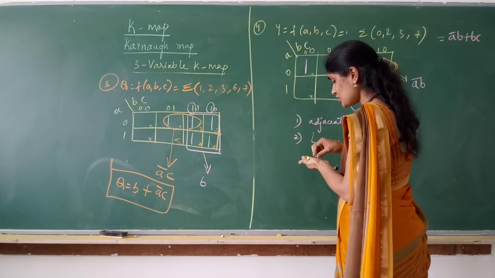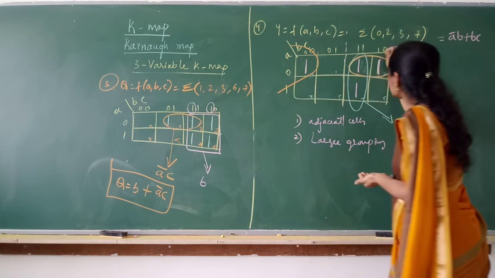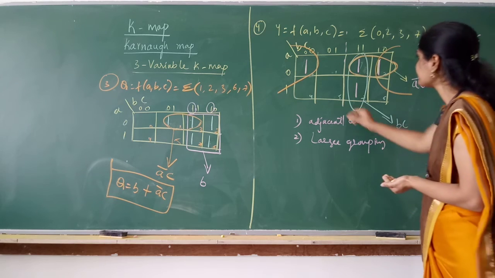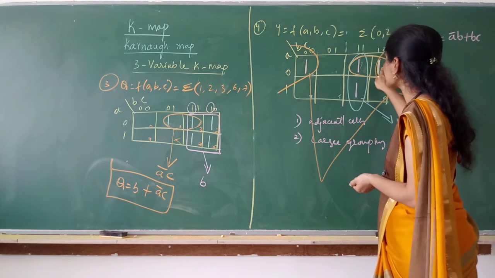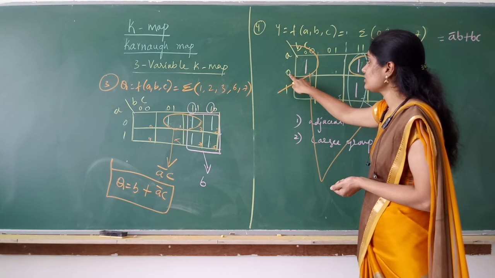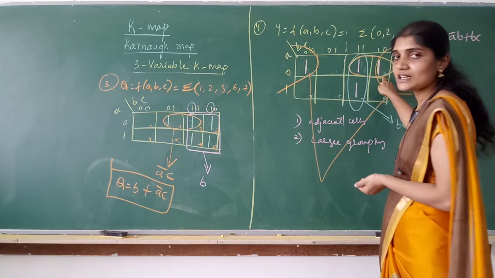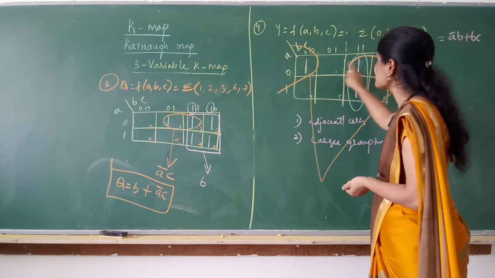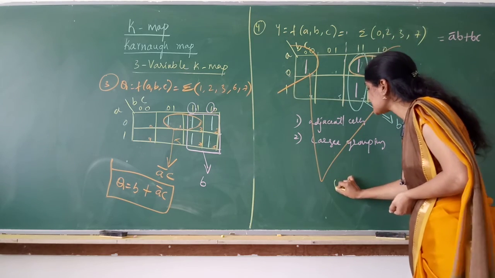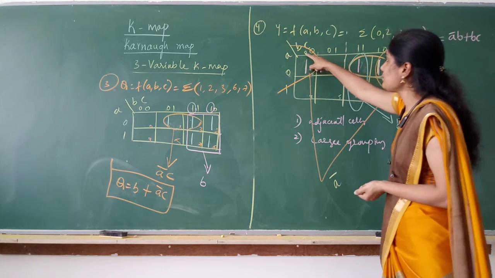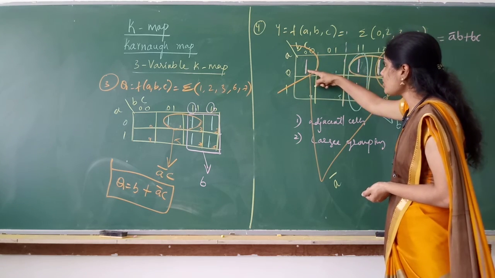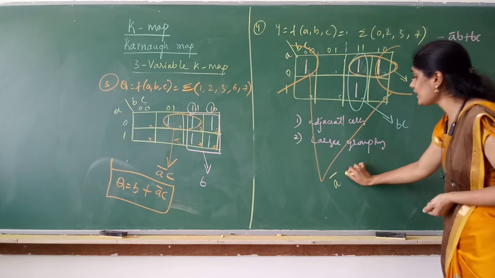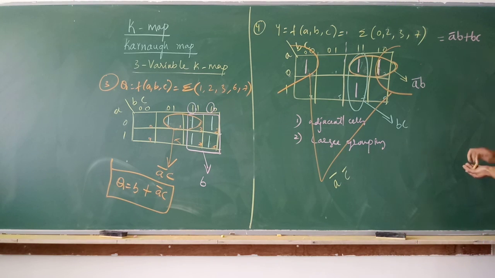So when you group it, you have to group 0 and 2. 0 and 2 form a group. What is the equation you get? Look at only 0 and 2. What is A for cell 0? 0. What is A for cell number 2? 0. So for both these 2 cells, A is taking 0, so you write A bar. Then check B. B is 0 for this cell and 1 for this cell, so they get cancelled. C is 0 for this cell and 0 for this cell, so I write C bar. So the third term we have got is A bar C bar. So this is the answer.